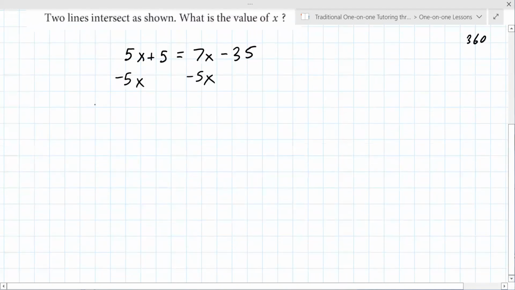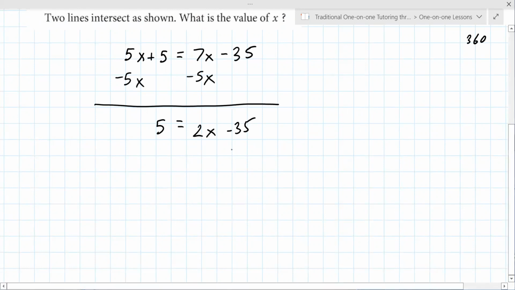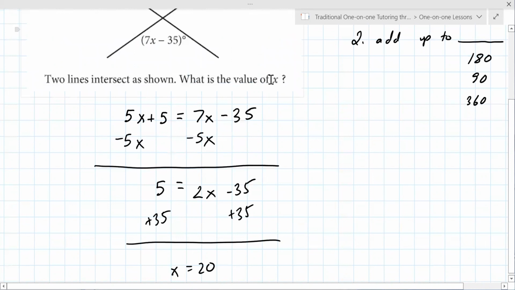Yeah, because it's going to be 2x minus 35. Okay, and then 5 on the left side. Yep. Okay, so you're going to add 35 to both sides. x equals 20. Yeah, x is 20. And is that what it asks for? Does it want the value of x? Yeah, that's asking what that is. Yes.